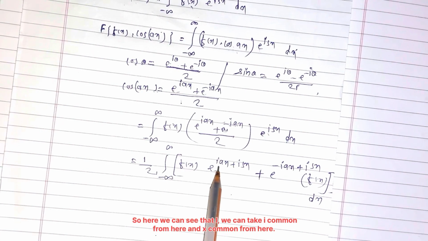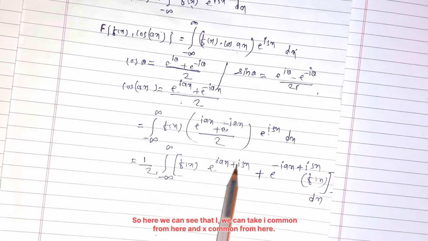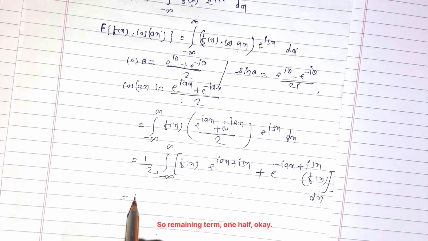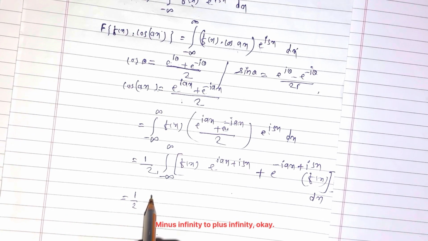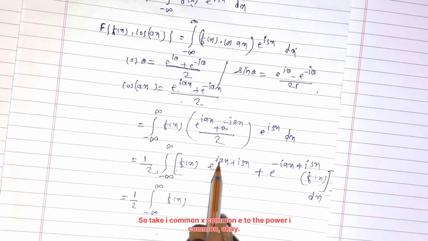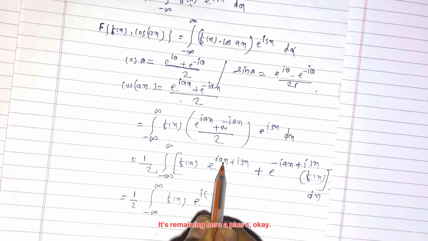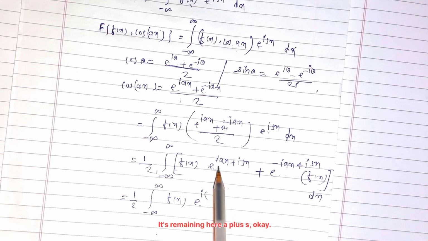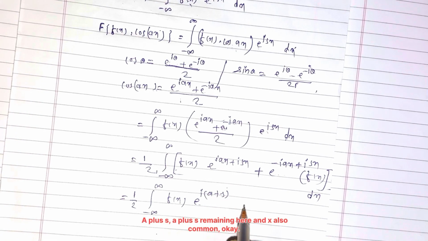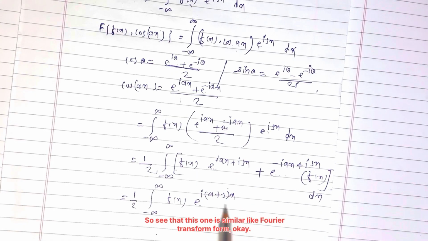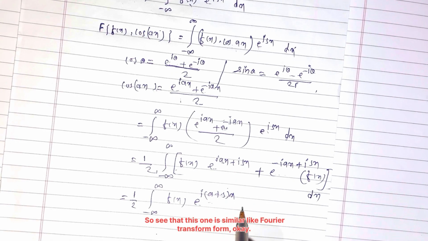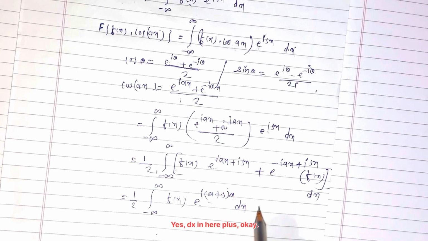Here we can take i common and x common. The remaining term is 1/2, the integral from minus infinity to plus infinity of f(x), a separate integral. So take i common, x common, e to the power i common, and what remains here is a plus s, with x also common. See that this is similar to the Fourier transform form, dx here, plus.